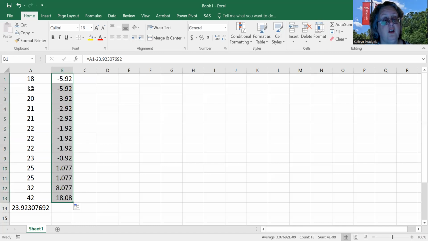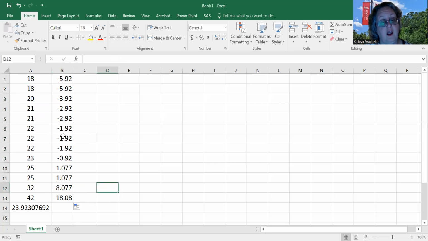So notice this one is also 18. So notice it says A2 minus that same number. This one says A3, which happens to be a 20. And this one down here says A9, which happens to be 23. So it's taking whatever value in there and subtracting the mean from it. So this is the X minus X bar right here, the X minus X bar from the formula.